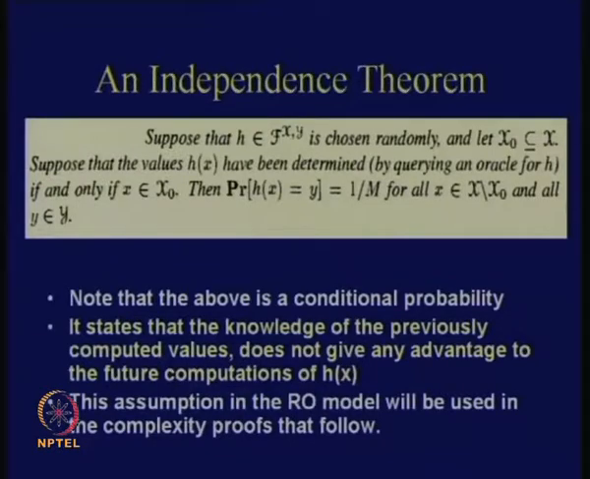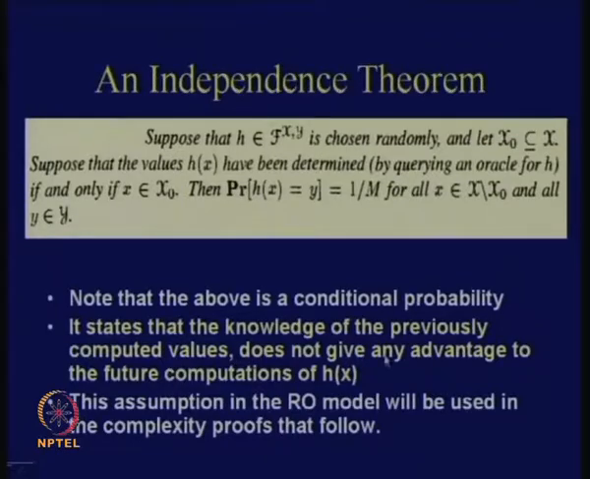As we said, we are discussing the independence theorem, and this is what I have shown you in the picture. Suppose you take h belonging to F(X,Y), chosen randomly, and out of X you take a subset, say X naught, and you know all the values of the hash for x belonging to X naught. Then the probability that h(x) is equal to y is 1 by m for all x which belongs to X minus X naught, and for all y which belongs to Y.